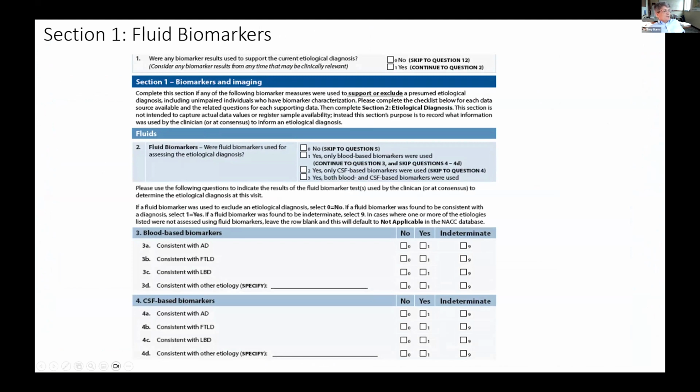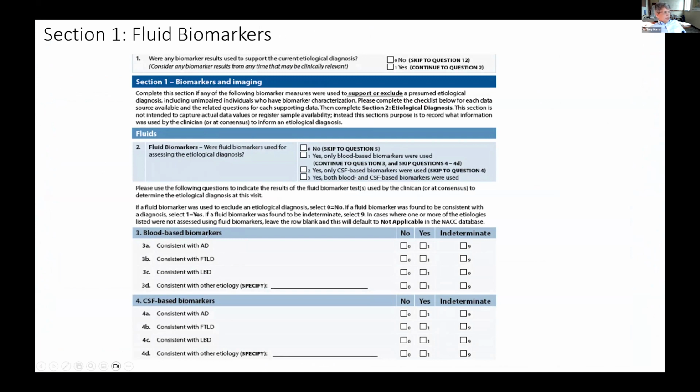If the answer is yes, they were used, then the question is, were fluid biomarkers used? If the answer is no, we move to imaging. If the answer is yes, there's two questions actually. Was CSF used only, blood used only, or both? Both blood and CSF would then open up, in an electronic environment, these questions here, blood-based biomarkers.